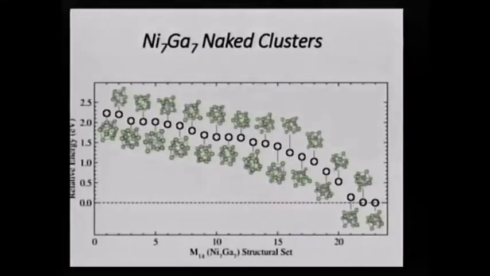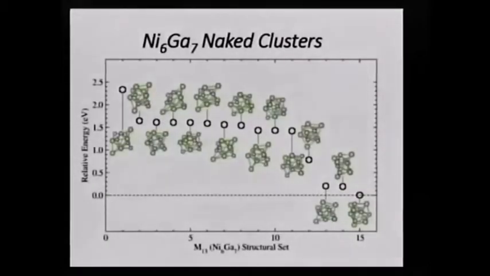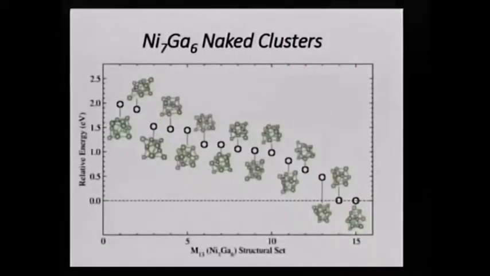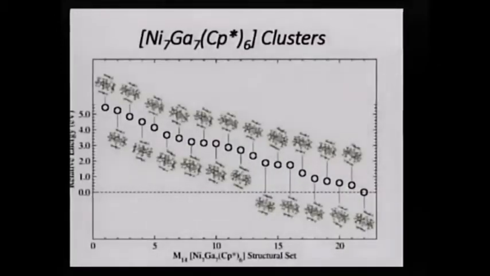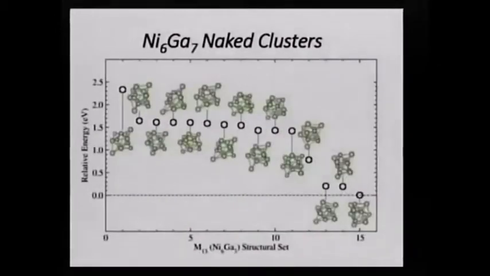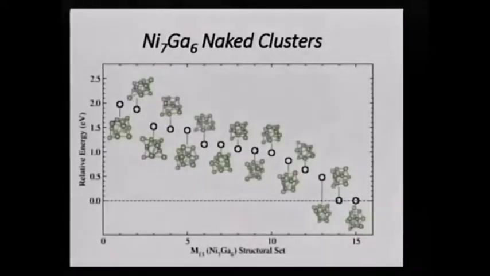Basically, we can observe this kind of behavior on M14, M13, nickel 6 gallium 7 and nickel 7 gallium 6 too. Here we have the gallium on the outermost sides of the cluster and the nickel in the inner sphere of the cluster. This is for the naked cluster.